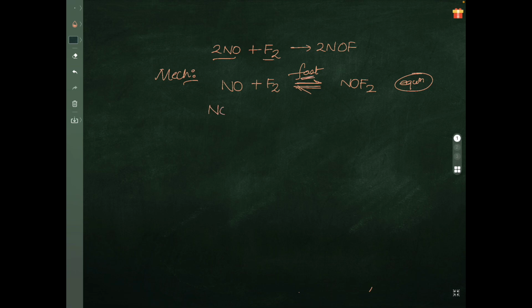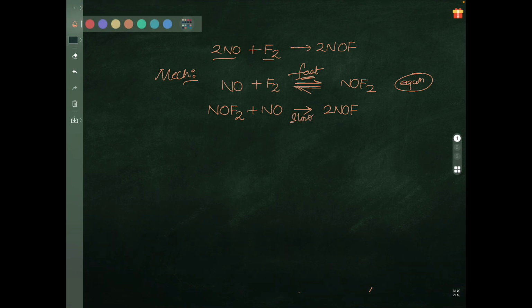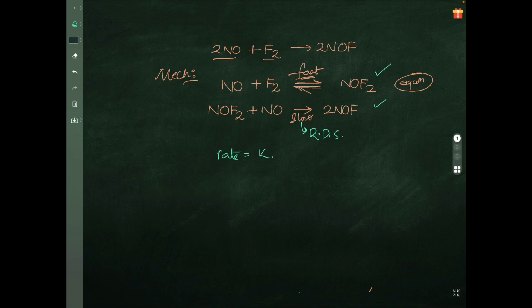Then NOF2 will react with one more NO to form 2NOF, right? This is our product, and this is the slow step. This one is the fast step and this one is the slow step. As we know, the slow step is the rate determining step. So we need to write rate is equal to K into concentration of NOF2 and NO. Right? Now here is the twist.